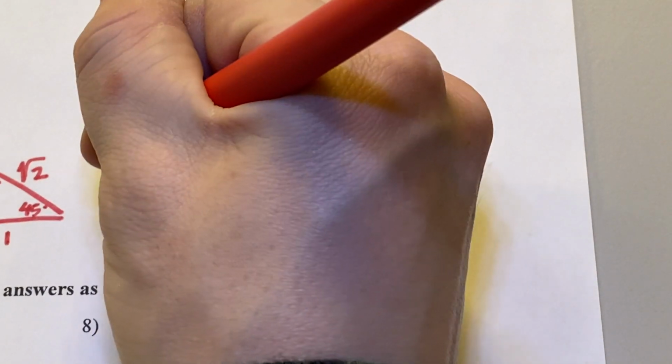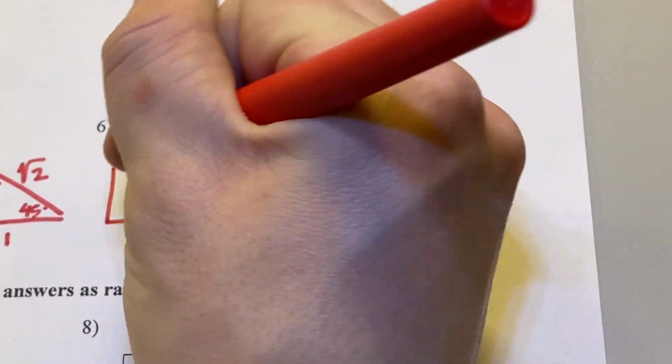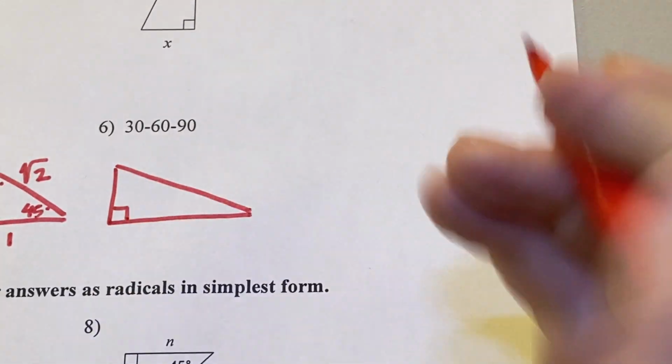Alrighty, let's go ahead and learn about our other special right triangle. Draw yourself a right triangle. This time make one of the legs small, one of the legs long, just like that guy right there.